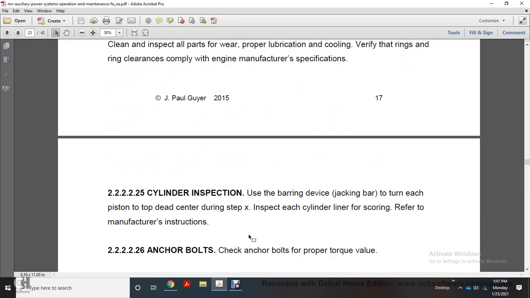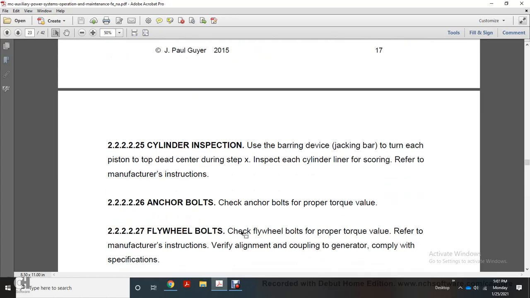Cylinder inspection: use the barring device or jacking bar to turn each piston to top dead center. Inspect each cylinder liner for scoring. Refer to manufacturer instruction. Anchor bolts: check the anchor bolts for proper torque value. Flywheel bolts: check the flywheel bolts for proper torque value. Refer to the manufacturer's instruction.